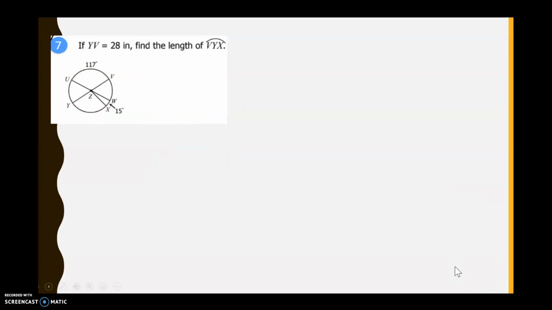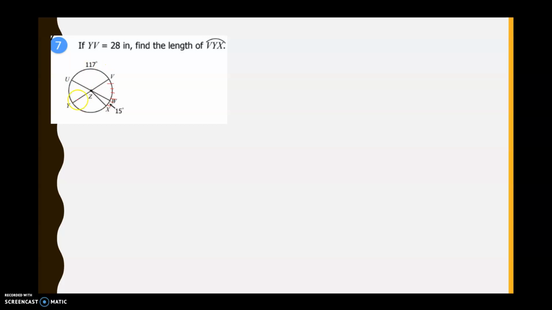And number 7, asking you to find the length of arc VYX. So V to Y to X is all of this except for this part. So I don't want the arc VW and I don't want the arc XW. Okay, so how much is that? Let's see. I'm going to take this part off.